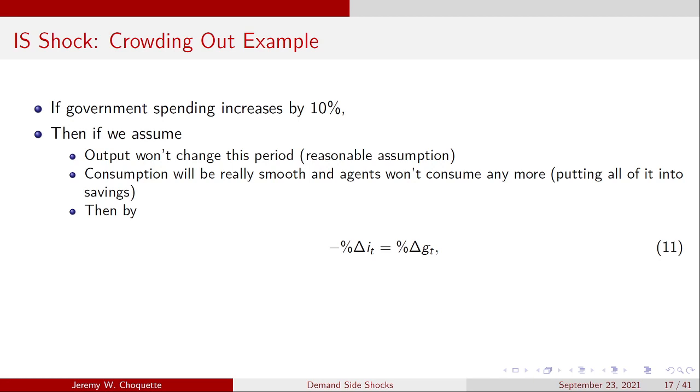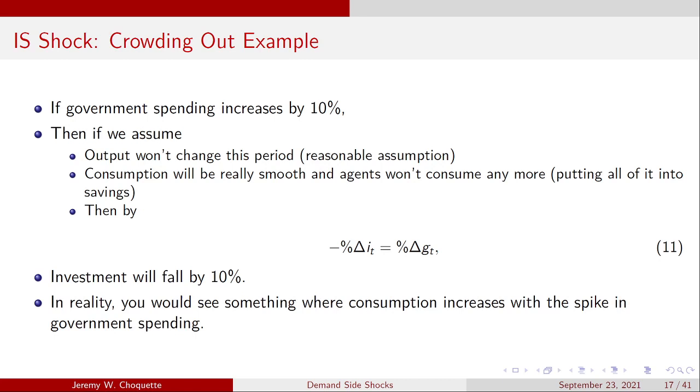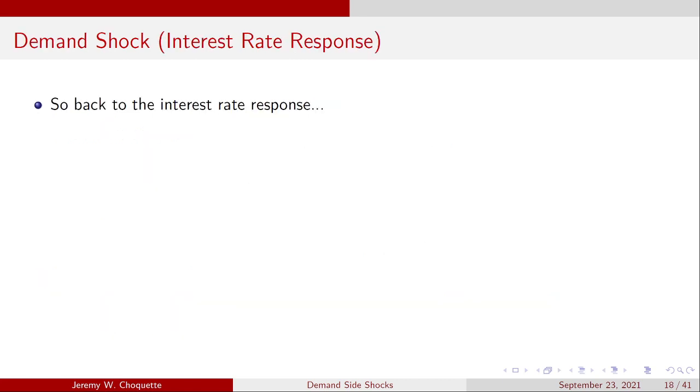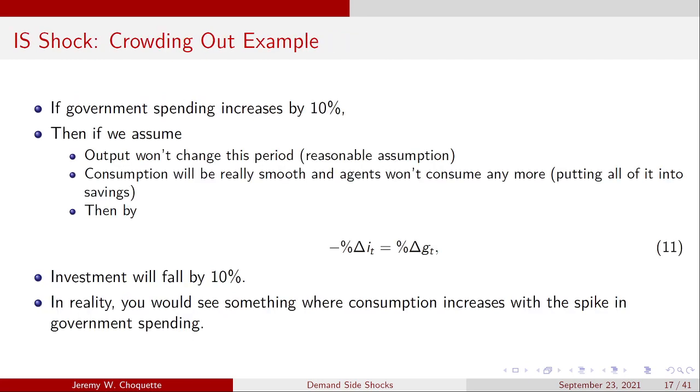Not the most reasonable assumption. But just for the sake of simplicity here, we're going with this. Now, this negative percent change in I equals percent change in G. Well, if G goes up 10%, investment falls by 10%. Now, in reality, you'd see consumption increasing with a spike in government spending, so you're going to get a slightly different response. But just for the sake of argument here, you can kind of see what's going on with the crowding out effect, because there are fewer resources that can be invested because the government basically just took them all away.